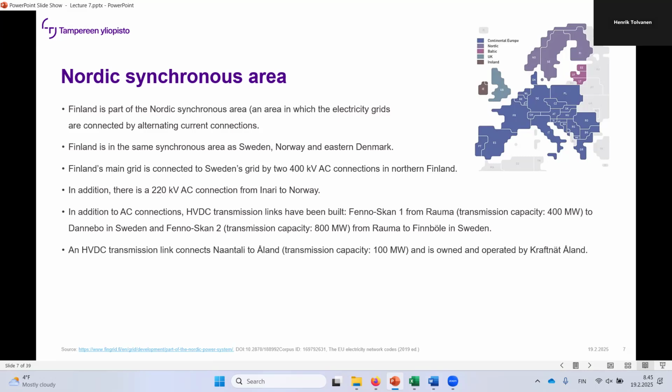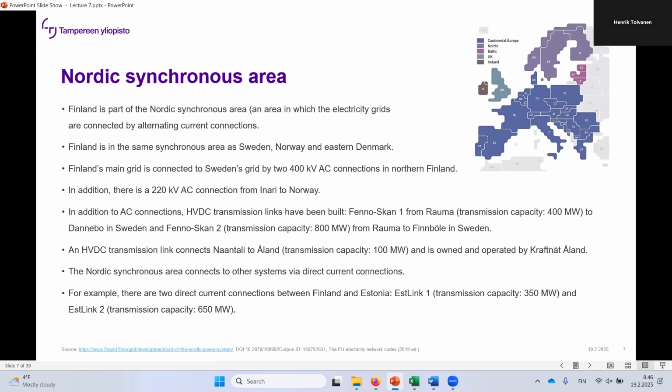And there's also a transmission link to Naantali, around 100 megawatts. And the Nordic synchronous area connects to other systems via direct current connections. And between Finland and Estonia, there's a transmission link. I'm guessing at the moment the other cable is still under maintenance? I'm not sure about the situation with that.